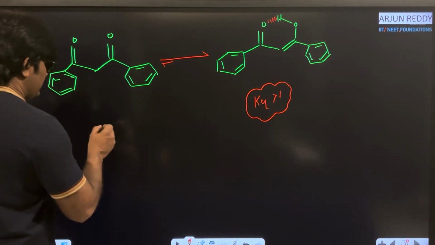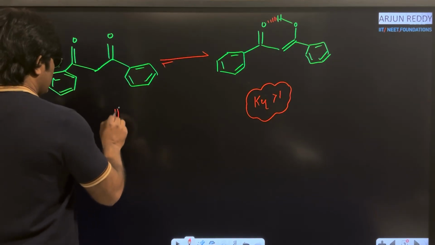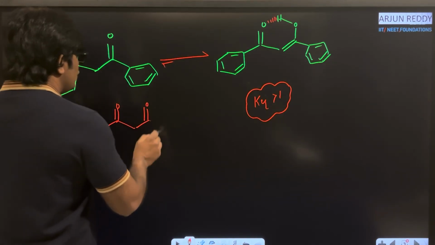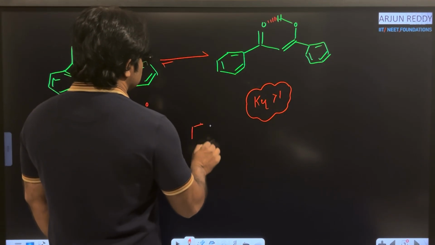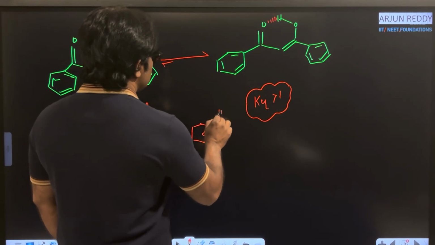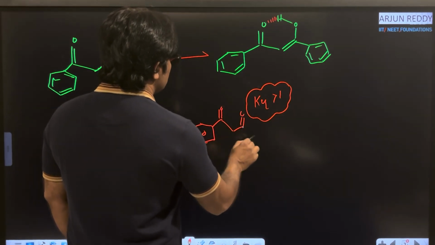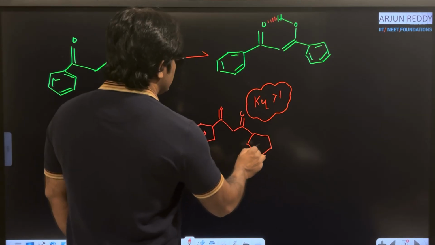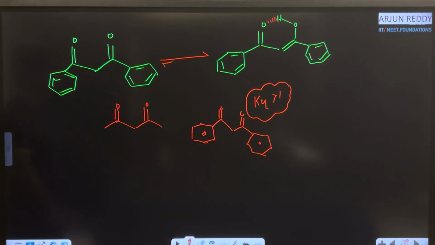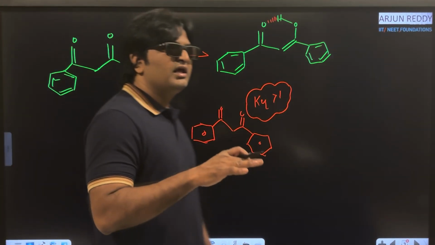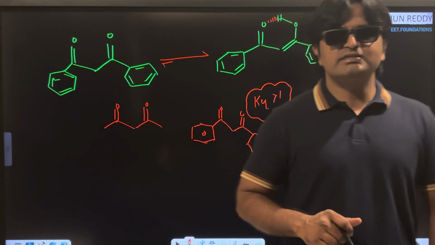For example, if they are asking like this, two molecules they are giving, and here the question is which one forms more enol content? Now tell me the answer. Which one forms more enol content? Either the first molecule or the second molecule?